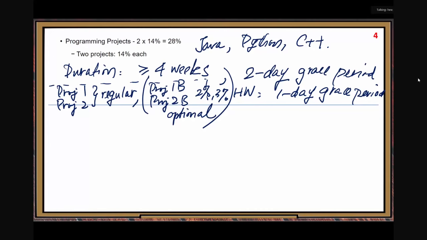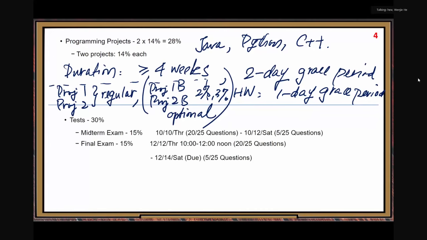Then, tests: two exams, 30%, each one 15%. The midterm, I give you the date here: October 10th, Thursday. One week right before the fall break, October 17th, right? So you do the midterm test right here, okay?